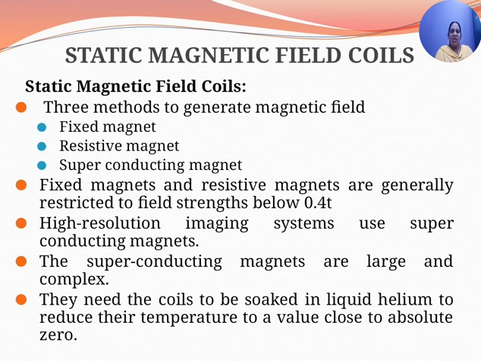As I told you earlier, we have the static magnetic field coils. The static magnetic field coils are used to generate the magnetic field. There are three methods of generation of the magnetic field. They can be fixed magnets, resistive magnets, or superconducting magnets. Fixed and resistive magnets are generally restricted to field strengths of about 0.4 Tesla.